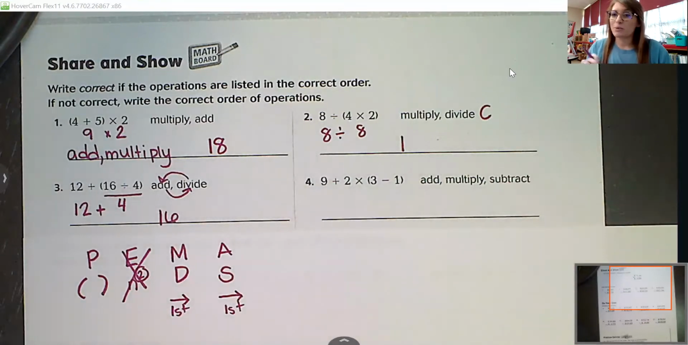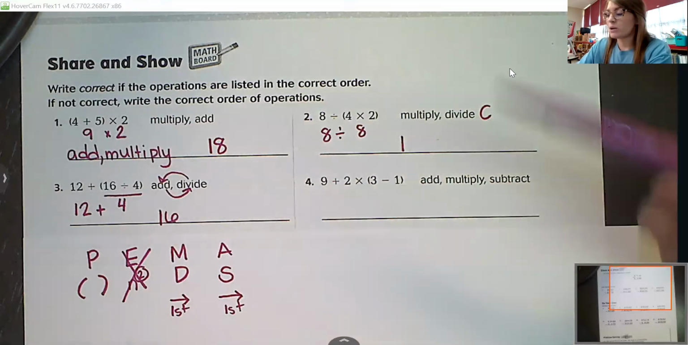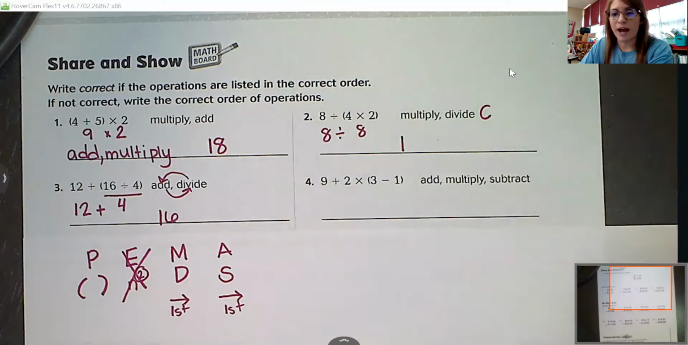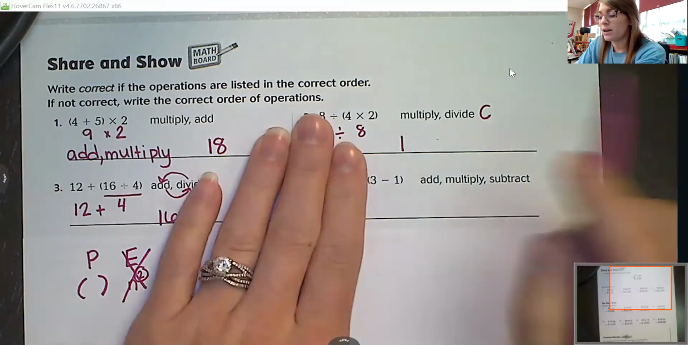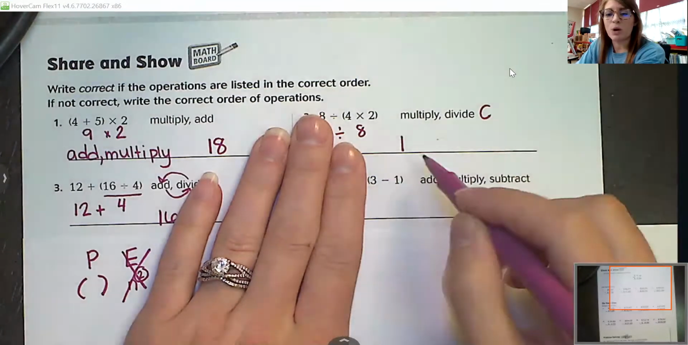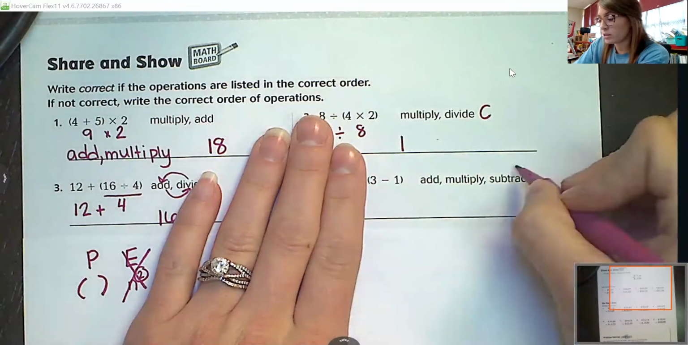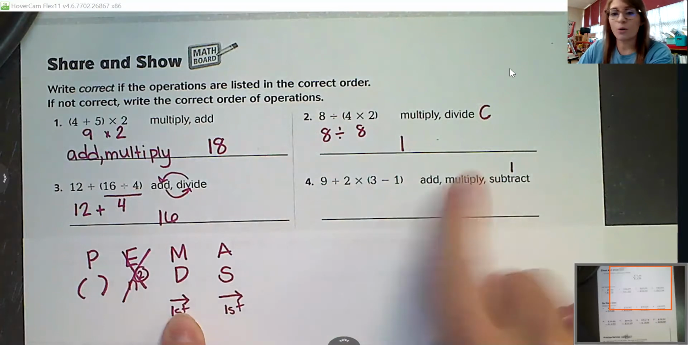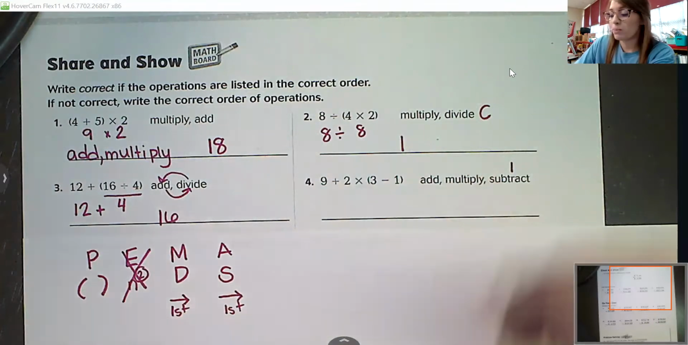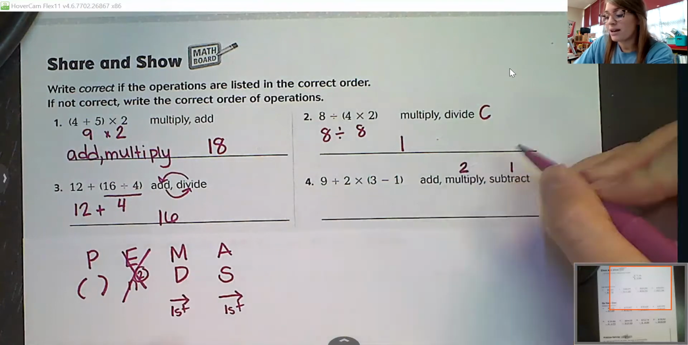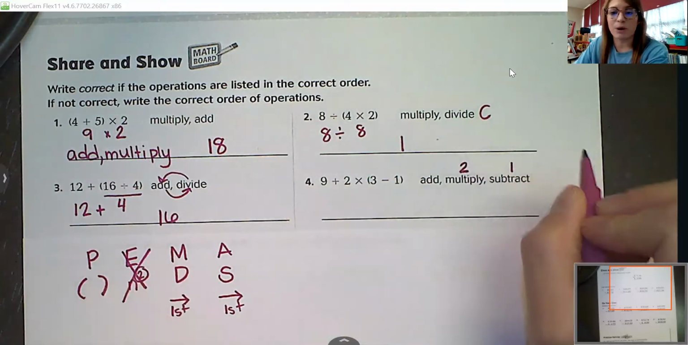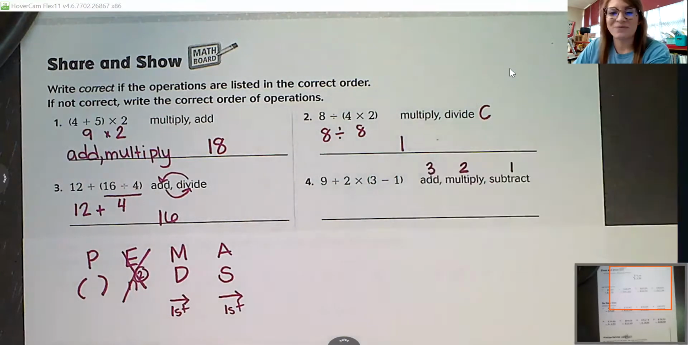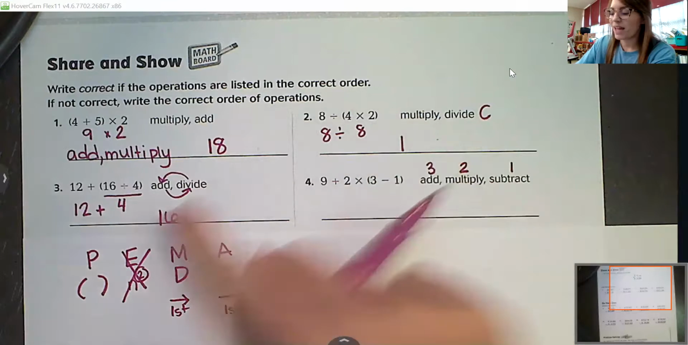All right, number 4 has a little bit more steps than the first 3. So let's look at it. It says that we should add, multiply, and then subtract. So is adding going to be our first thing? No, it's not. Because why? Very good, because it is not our parentheses operation. So what would we do first? Very good. We would subtract first. And then according to our order of operations, what would we do next? Multiply or add? Very good. We would multiply because multiplication and division come next in those steps after parentheses and exponents, which means we would add last.